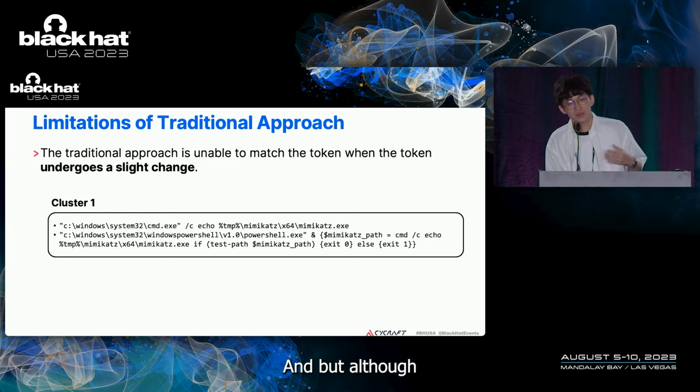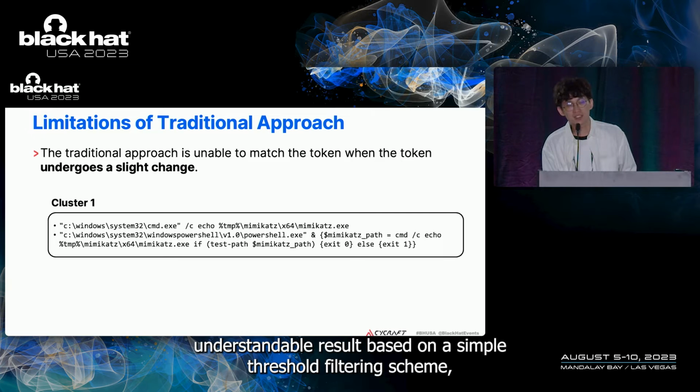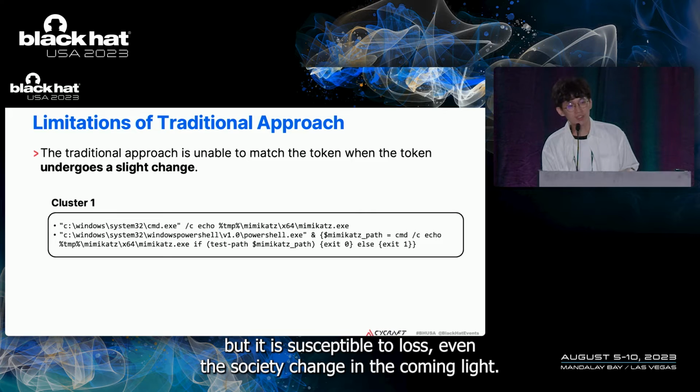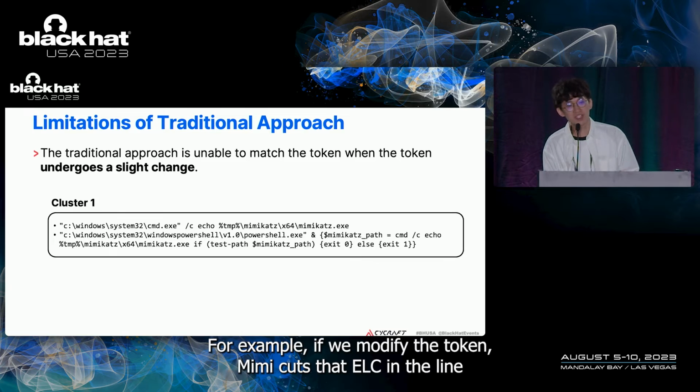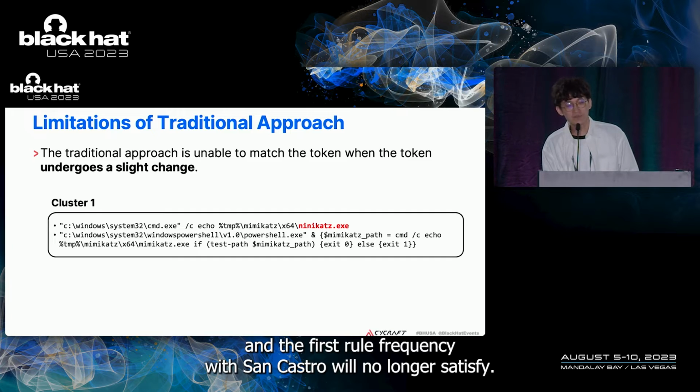But although this traditional mining algorithm can provide a very easily understandable result based on the simple threshold filtering scheme, it is susceptible to even a slight change in the command line. For example, if we modify the token mimicast.exe in one command line within cluster 1 to a slightly different token, the first rule, frequency within the same cluster, will no longer be satisfied.